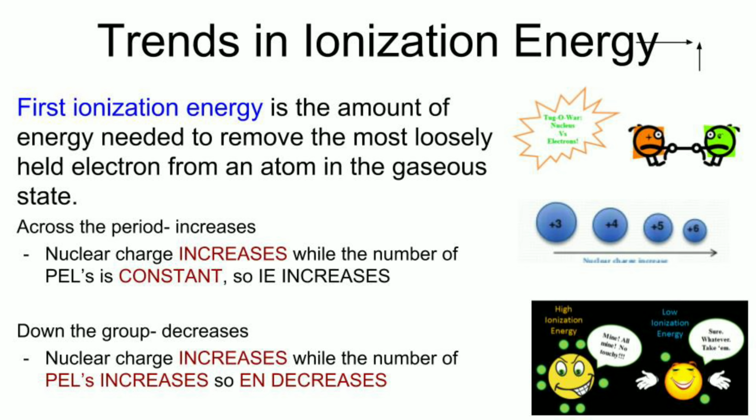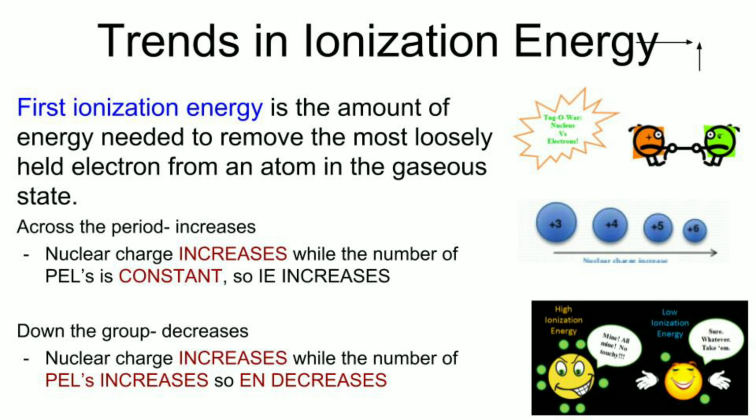Ionization energy sounds like the opposite of electronegativity, but because we have a double negative, ionization energy and electronegativity are very similar. Ionization energy is the amount of energy needed to remove the most loosely held electron from an atom in the gaseous state. Remember, the protons in the nucleus are what hold electrons into an atom.